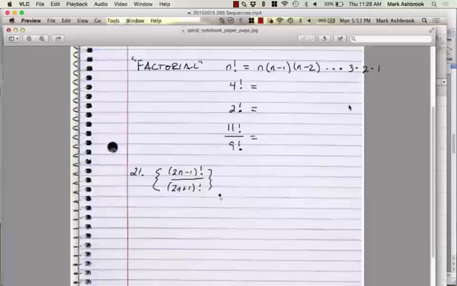Are we going to do combinatorics? Okay, so here we go.